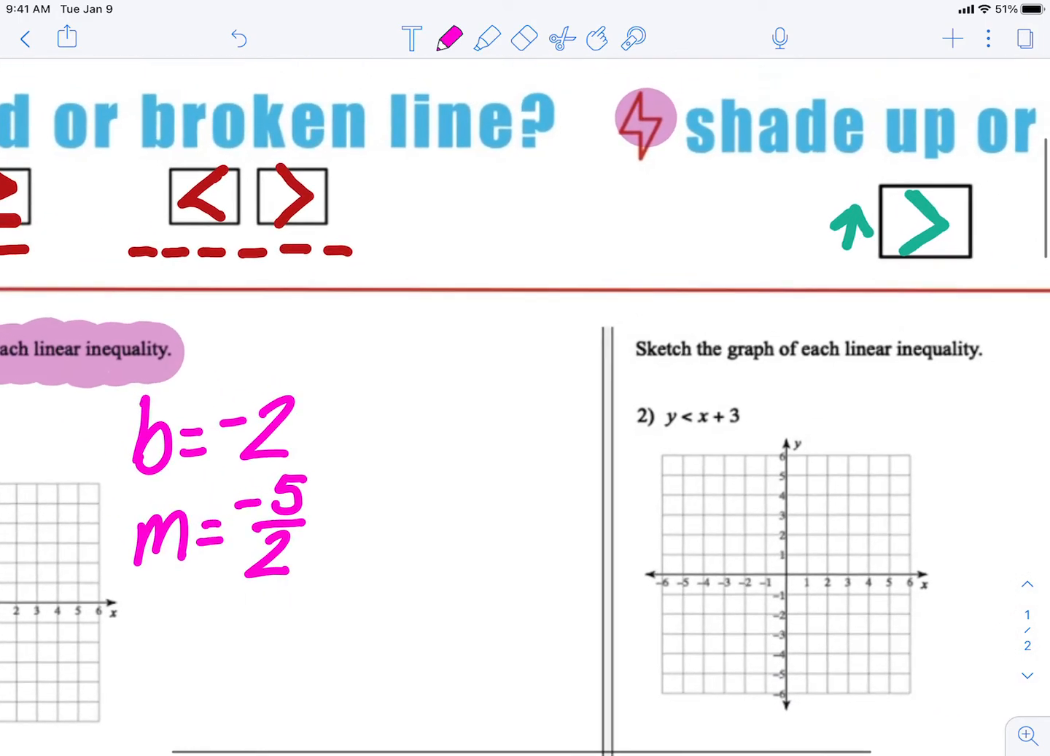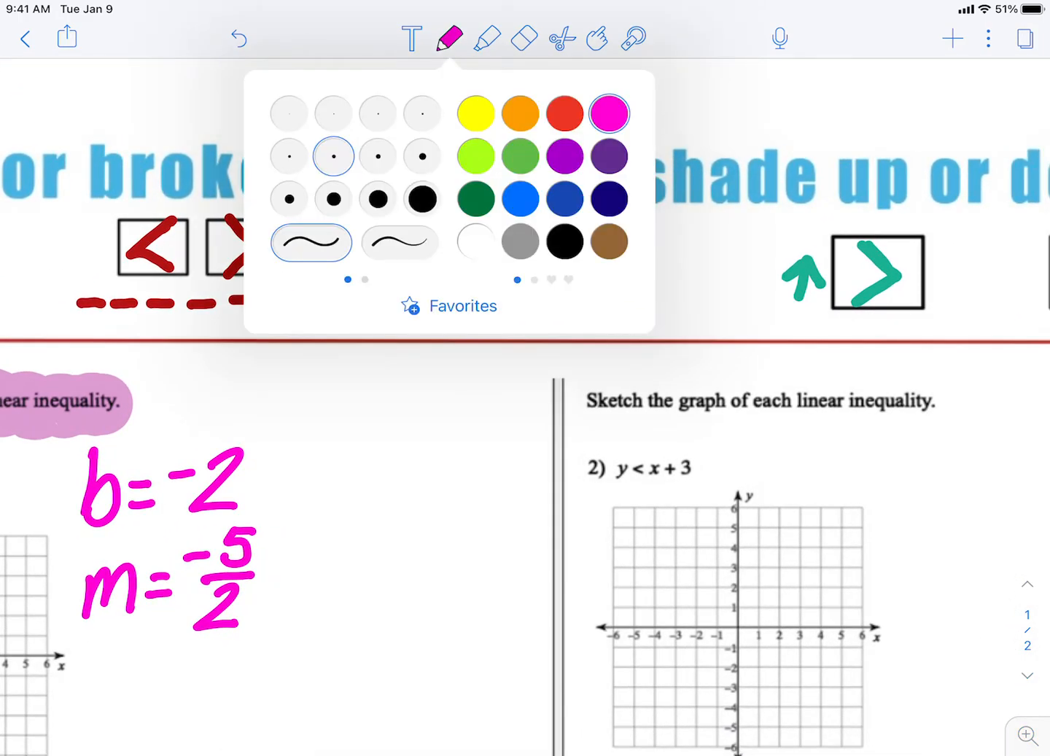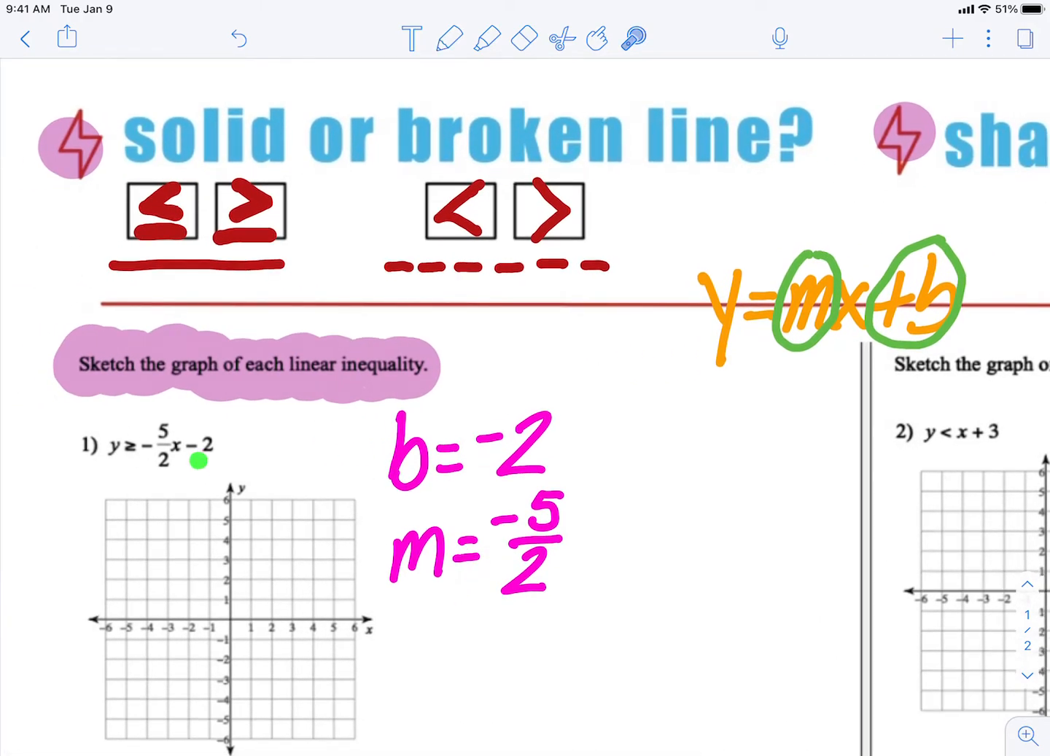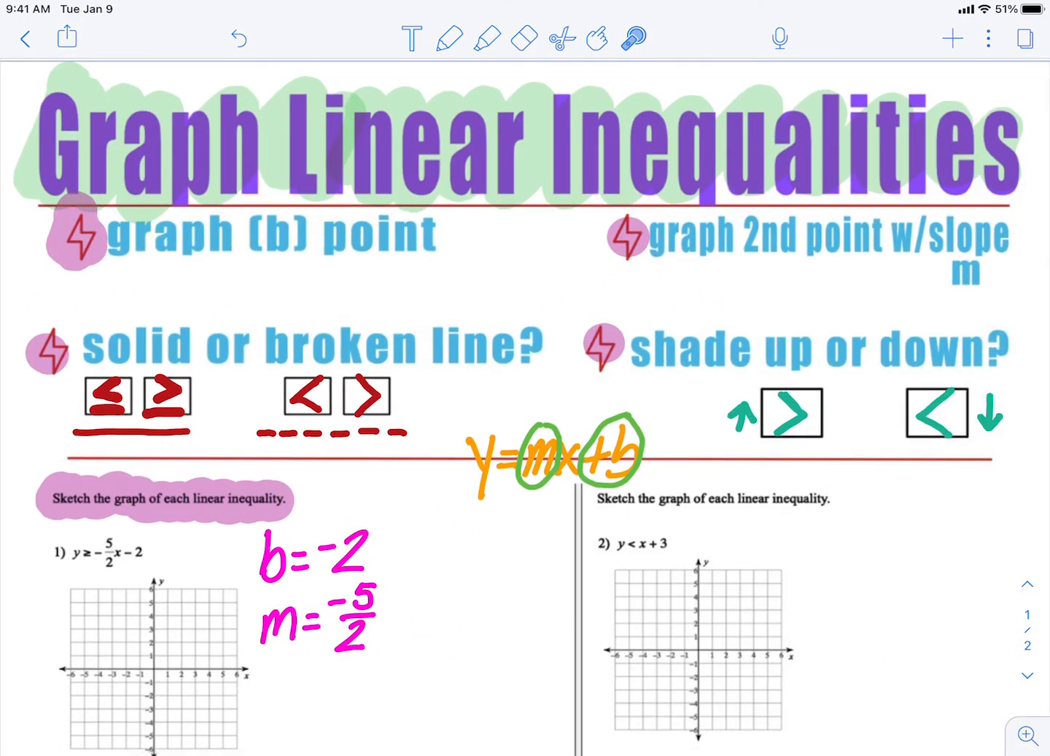Now you're wondering, how did he get m and b? Let's remind each other that slope-intercept form is y equals mx plus b, where m is next to x and b is at the end of the equation. Just like here. And m is next to x. So let's follow our steps. First, we're going to graph point b. Then we're going to graph a second point with the slope.